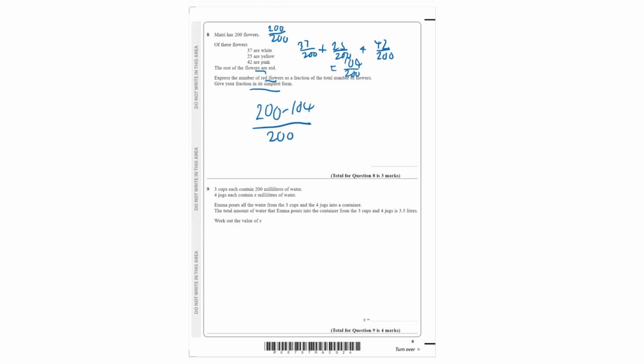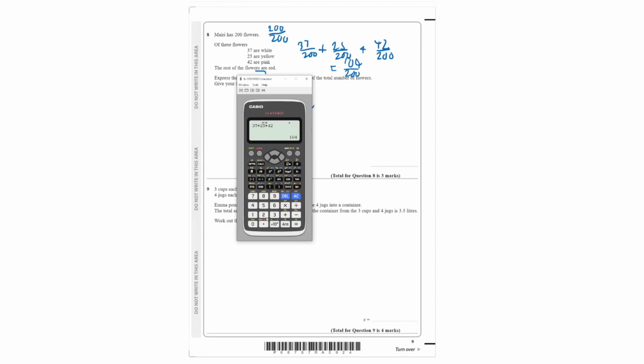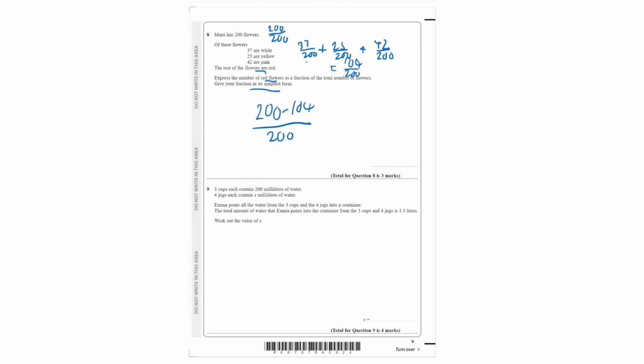So we can put this into a calculator, which gives us 200 minus 104, which is 96, divided by 200, which is 12 over 25. So we write here 12 over 25.